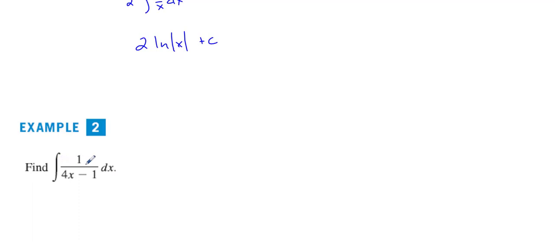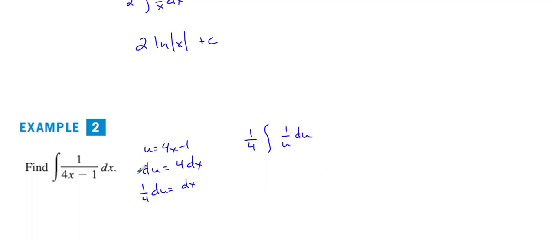Well, I think this would be a composite function, right? Outside function would be the division problem. Inside function would be 4x minus 1. Definitely calls for u sub. U equals 4x minus 1. du would be what? 4 dx. Therefore, 1/4 du equals dx. Rewriting our problem now becomes 1/4 antiderivative 1 over u du.